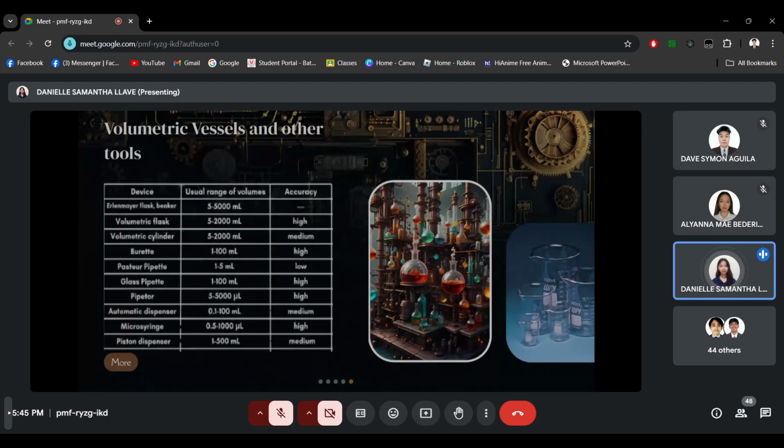And these are the devices used in the laboratory to measure volume of liquids and their corresponding capacity and accuracy level. Now, as for the Erlenmeyer flask and beaker, they are not suitable for measuring precise volume of liquids. They are only suitable for approximate volume of liquids.